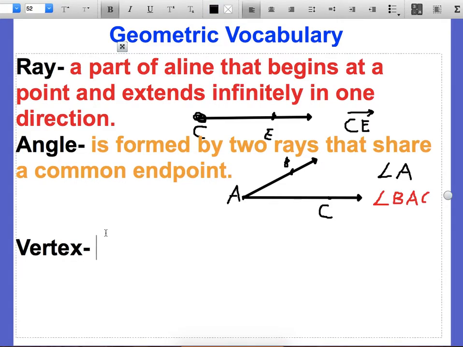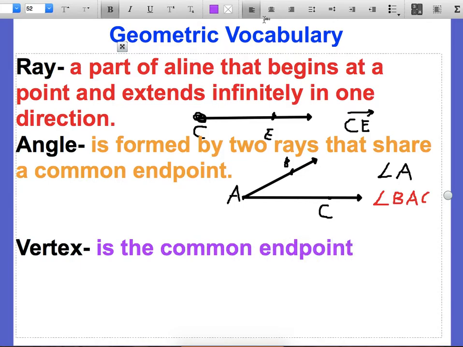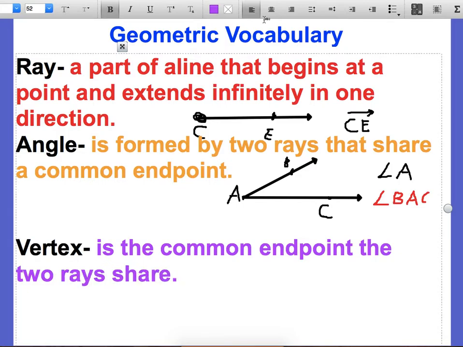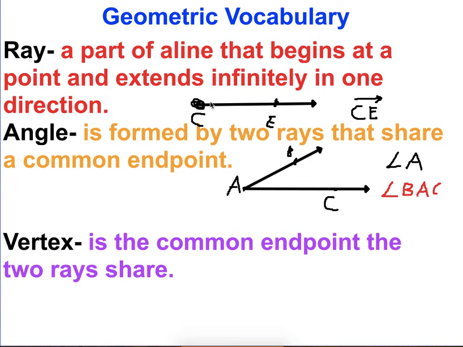All right, so specifically what is a vertex we're going to look at next. Specifically it is the common endpoint the two rays share. So these are technical definitions, and I've also been telling you guys more informally what things are and then drawing what they are too.